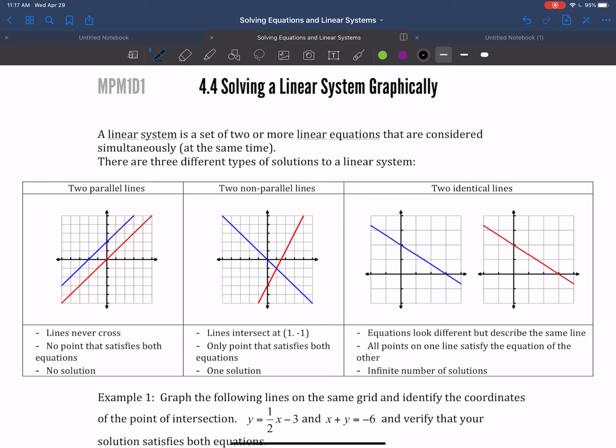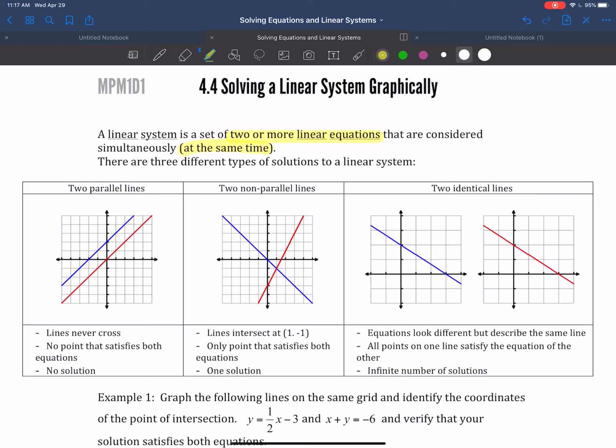Okay, so this week we're talking about linear systems and also talking about word problems. So a linear system is when you have two or more linear equations that you consider at the same time, or simultaneously. So if you draw them on the same graph, that becomes a linear system. As soon as you have more than one line.